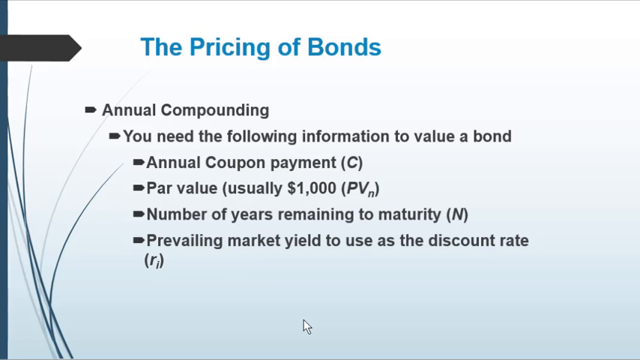But we need to understand something about the coupon. We need to know the par value. That's almost always going to be $1,000. How many years are remaining to maturity? And we need to know the prevailing market yield to use as the discount rate. But again, this is based on the riskiness of this particular bond. In other words, it's its credit rating, its bond rating.